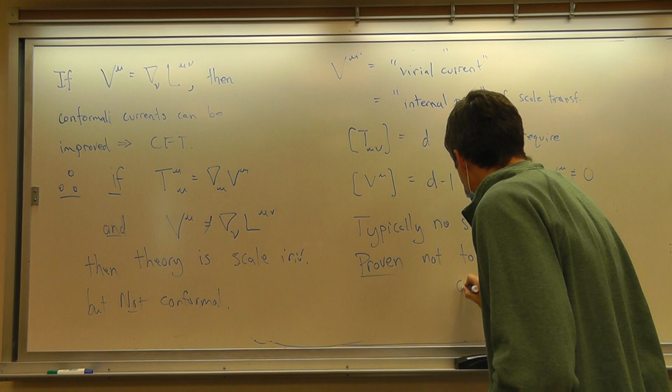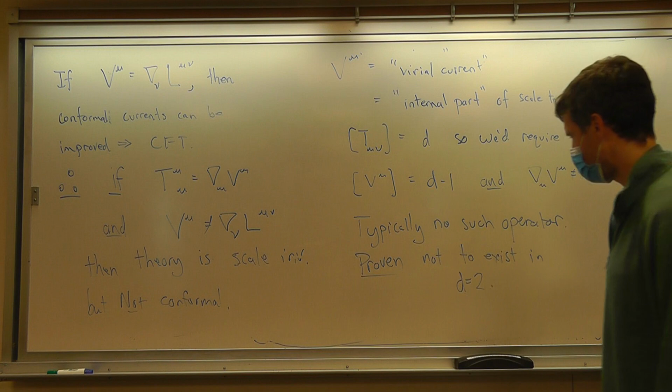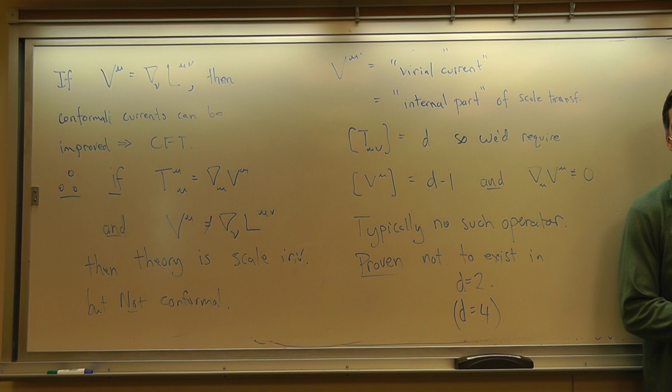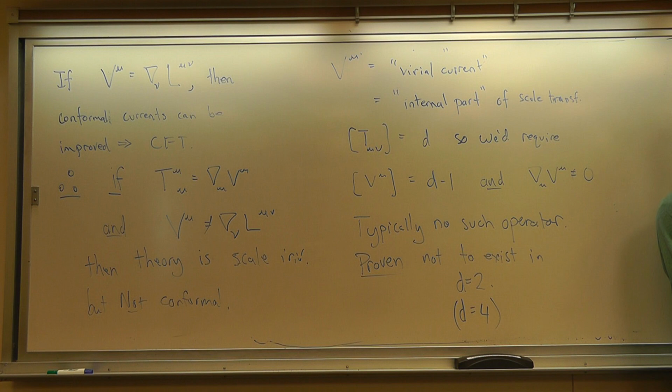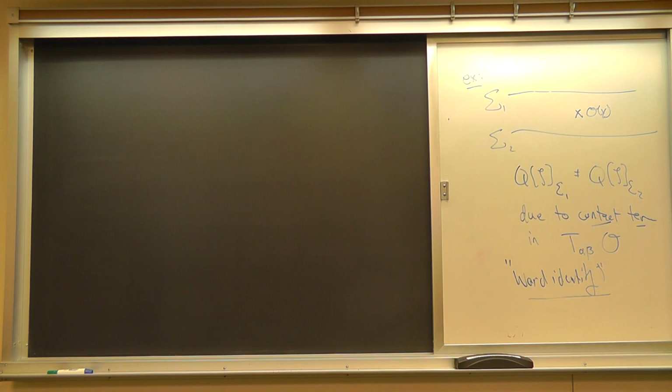So in two dimensions, you could prove that there can never be an operator like this. This was by Polchinski. And it's also proven in four dimensions, but slightly less proven. In four dimensions, there's a solid proof in perturbation theory, and there's a not so solid proof that's non-perturbative. But that question is still open. Are there examples of operators like that in other dimensions? Yes. I'm about to talk about the one I know of.